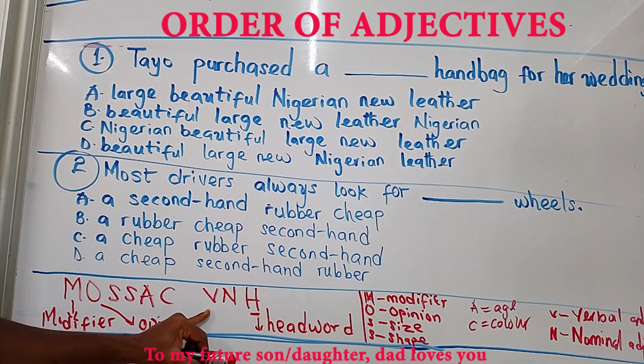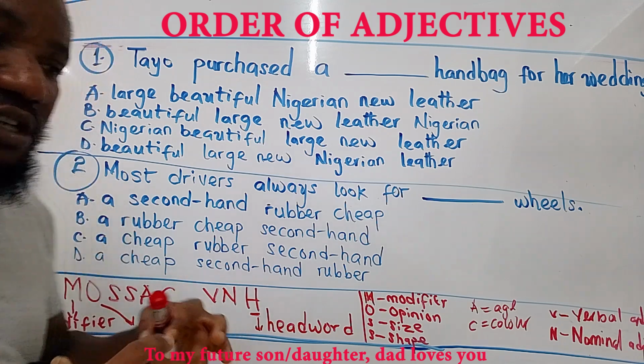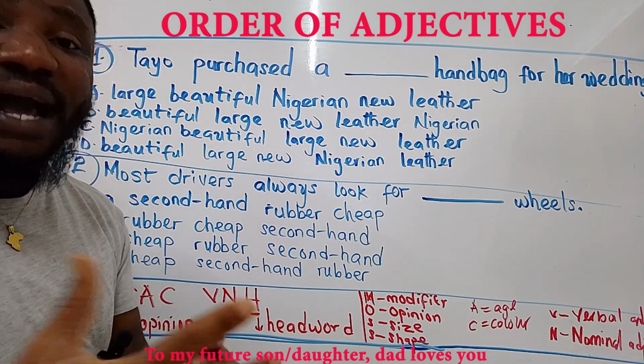So we have V here. The V here simply stands for verbal adjectives. These are adjectives that are formed from verbs, and these are verbs that end in ed, en, or ing.